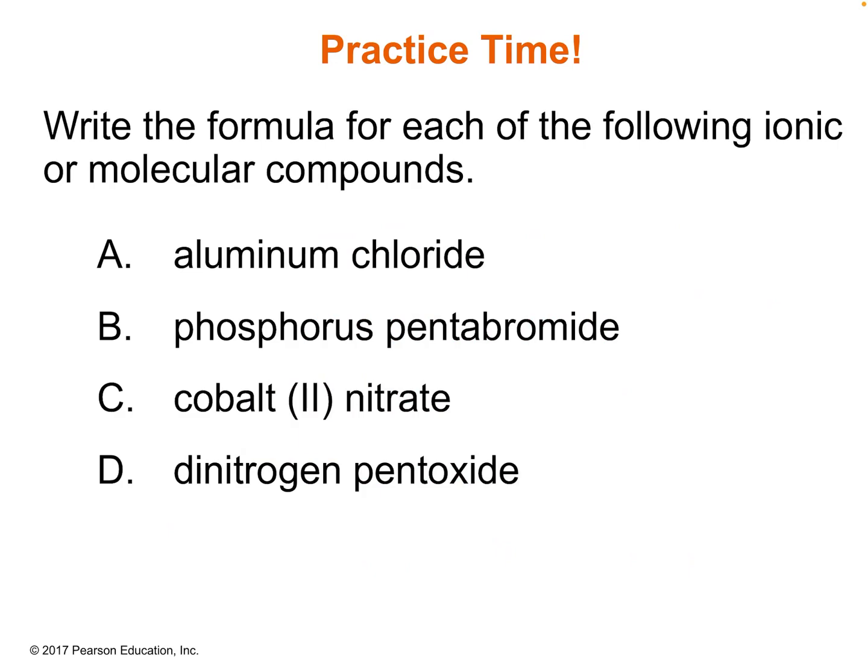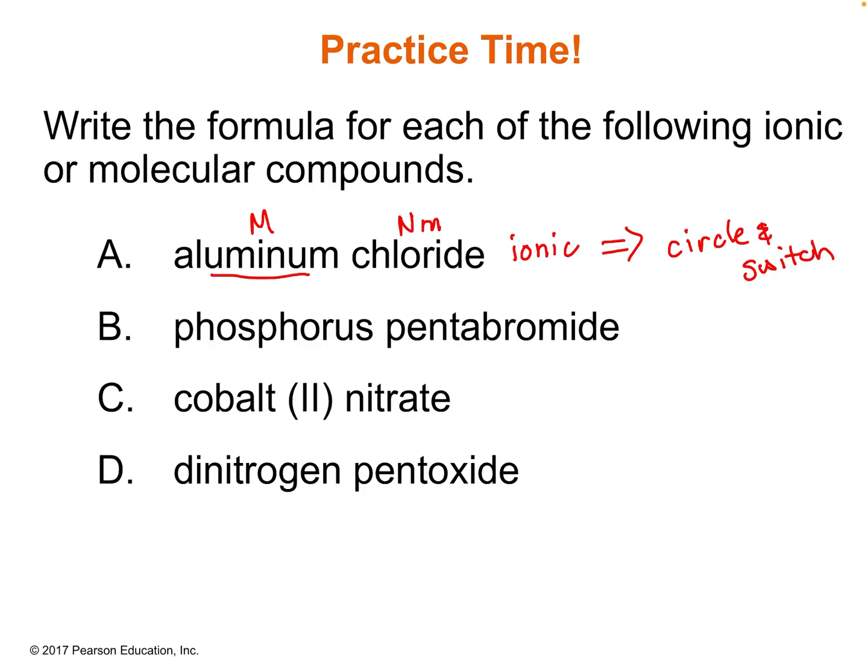So we have aluminum chloride. Aluminum is a metal and chlorine is a nonmetal. So that means that this is ionic. Okay, and so whenever it's ionic, I want you to think circle and switch. So now we need to figure out the charges of these ions.